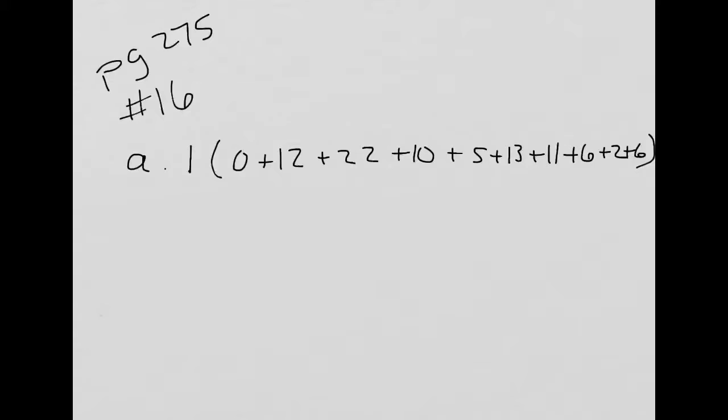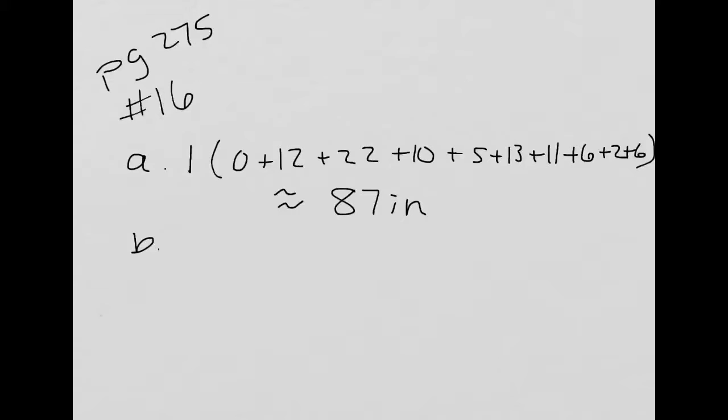If I'm going to use left endpoint, then I'm going to use all the left sides. So that's the 0, the 12, the 22, the 10, the 5, the 13, the 11, the 6, the 2, and the 6. And so if I do that in my calculator, I get 87 inches. So the distance would be roughly 87 inches.